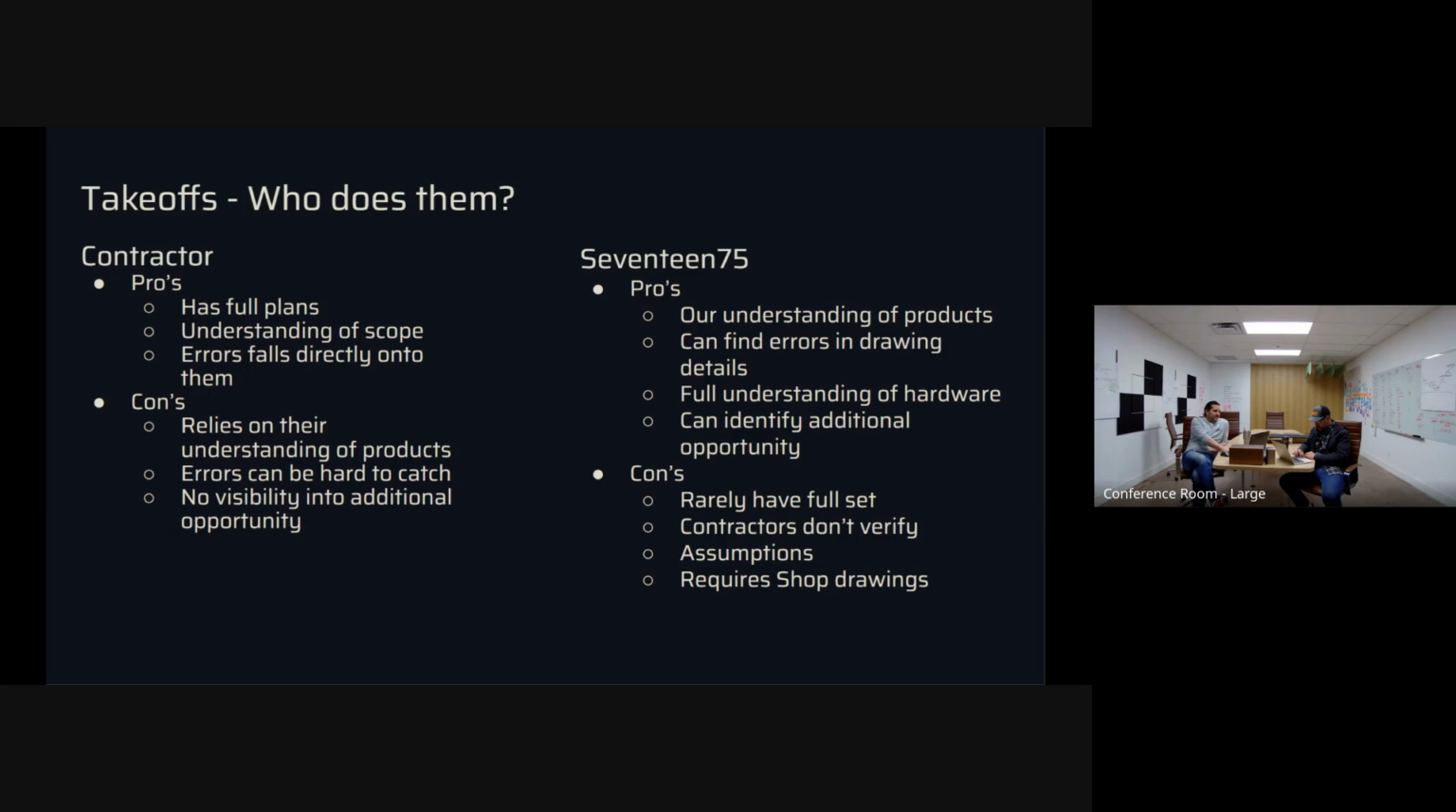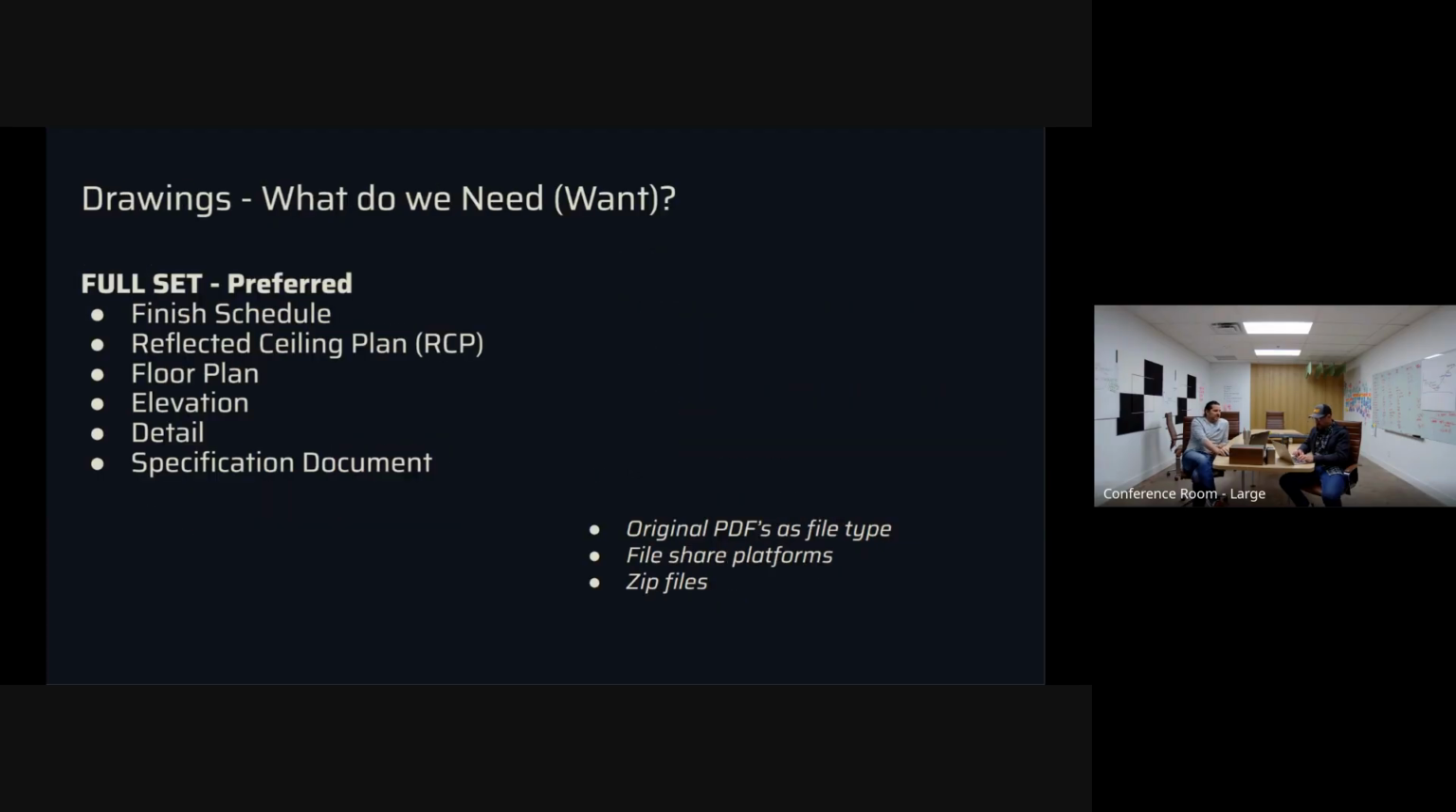So for takeoffs, what is it that we need or want, right? You can see there, full set is bold. That is preferred. If you can get a full set of plans, we prefer that over anything because it allows us to see the details. It allows us to connect everything together. A lot of times an elevation gives you the general scope of what you need, but there's details that, when you connect all the drawings together, tell you things that you might not know otherwise, right? And so that's what's preferred.